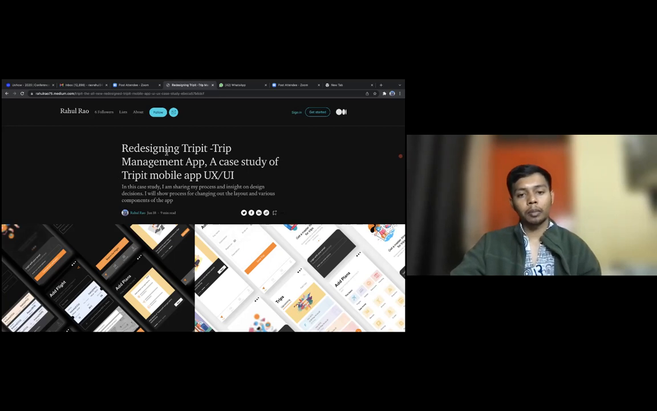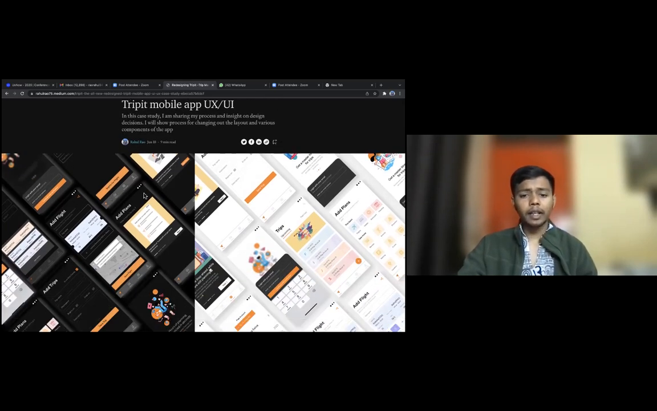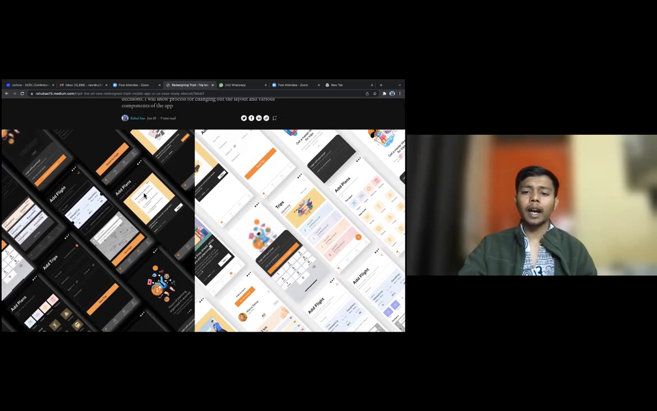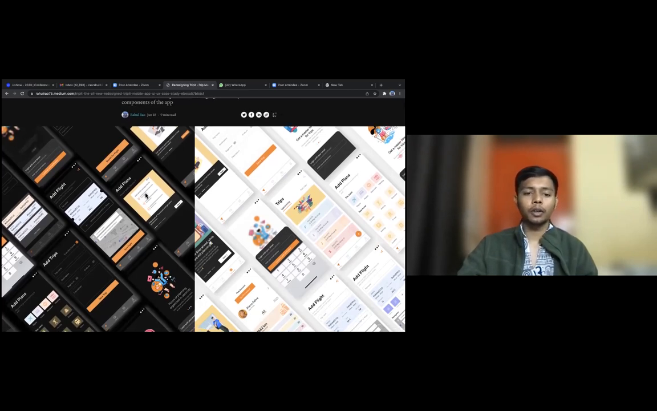So I also found a good app. It is called Tripit. It had a good user base in 2006. People still use the app now, but the thing is that it has quite an old UI, and it has kind of glitchy user flows and some UX issues. So I have tried to address the same thing here.